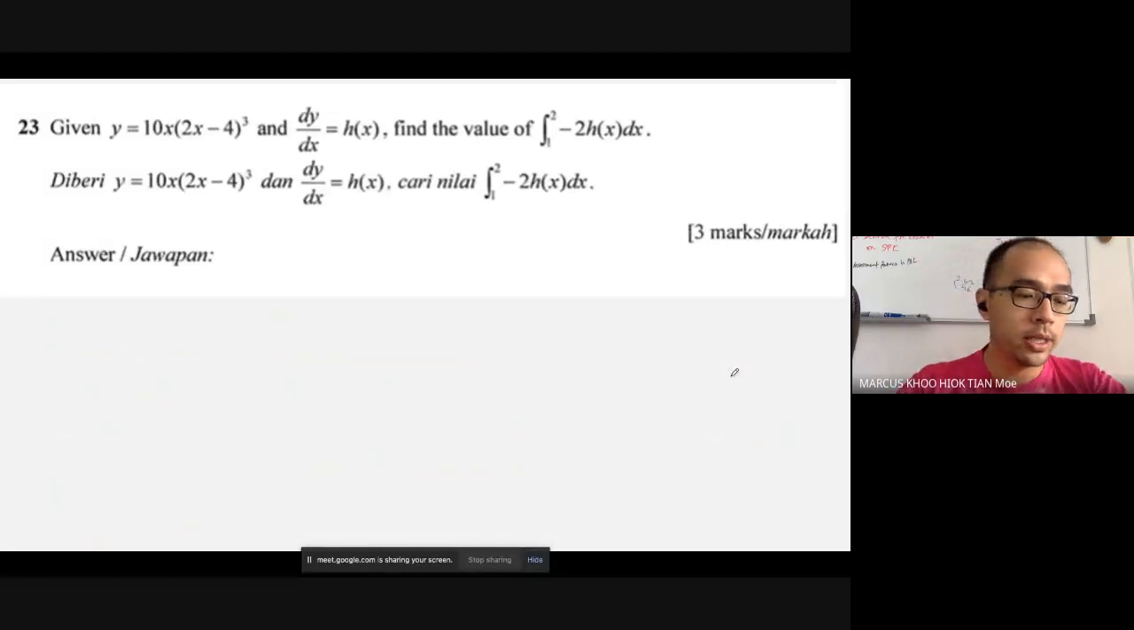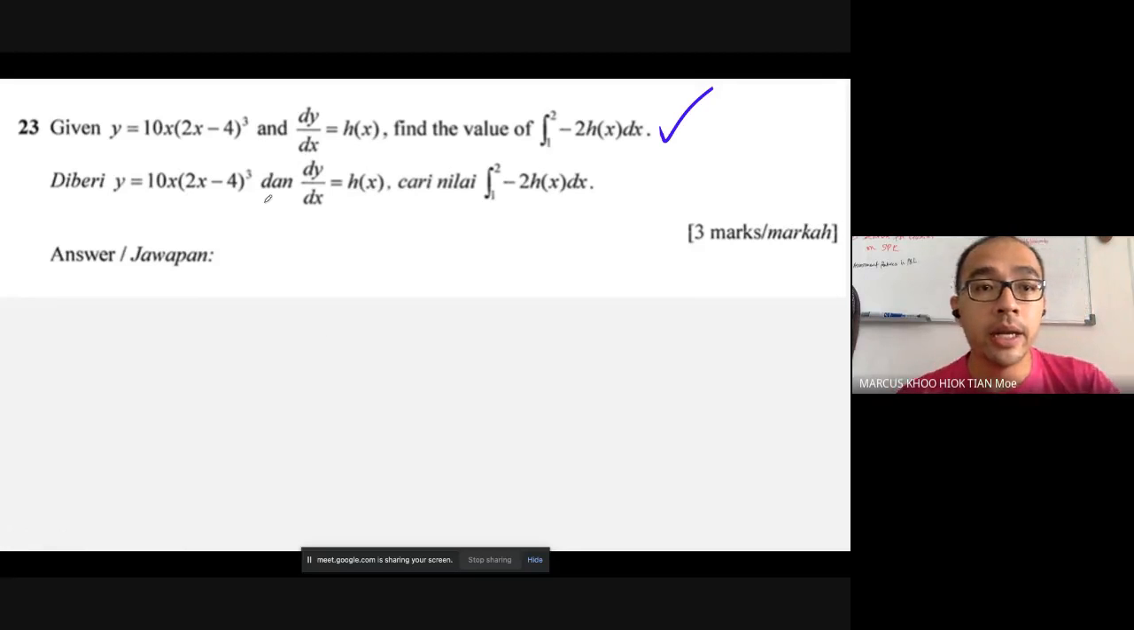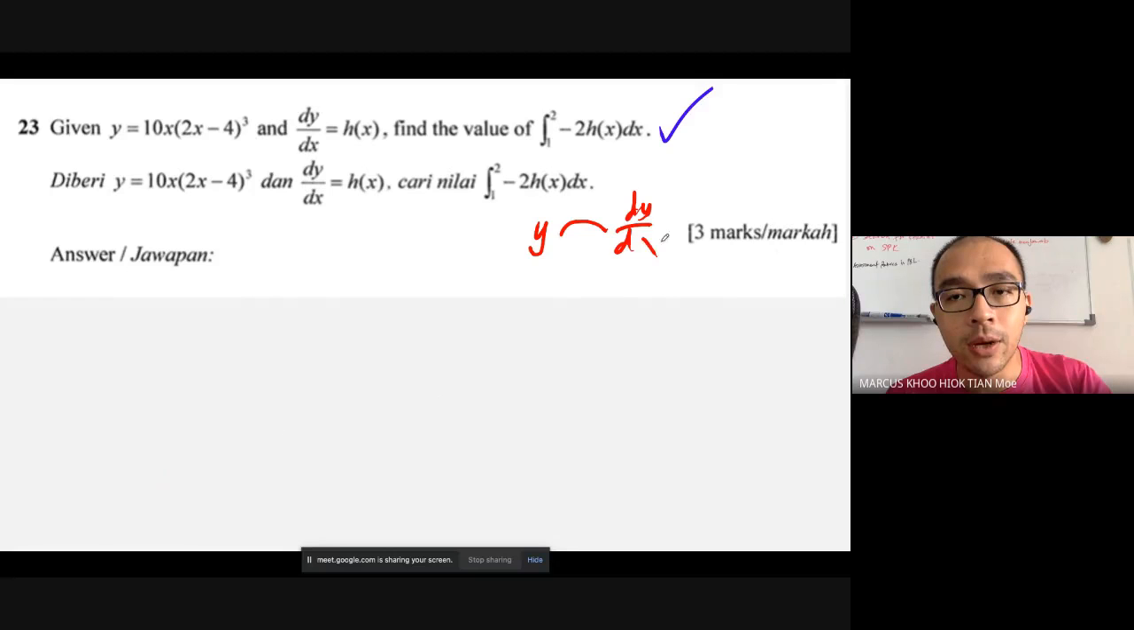Alright, last 3 questions. Sorry guys. So y equals to this one, dy/dx equals to hx. Find the value of this. This is a very common question, always asked in class 1. A lot of students, once they see this, immediately try to differentiate. No need, because as I said before, if you want to change from y to dy/dx, the reverse is integrate. So when you integrate hx, you actually get y.